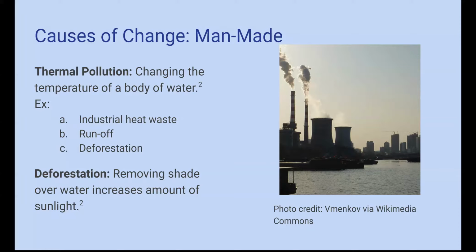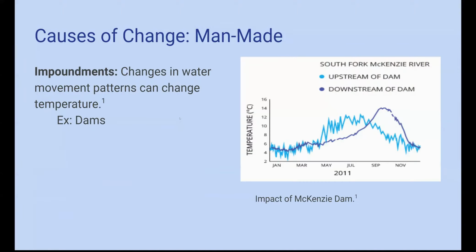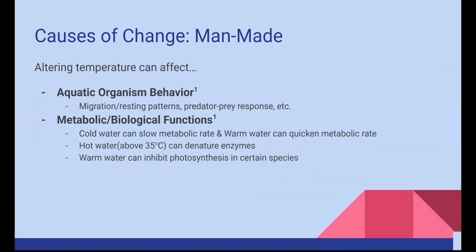Deforestation is obviously the cutting down of trees. Deforestation is removing the shade that would normally go to things like streams, and thus the sunlight heats up the streams faster. Other things are impoundments. Impoundments are dams and other things that change the flow of the water. On the right here you see a nice graph displaying the temperature before and after a dam. But basically they change the temperature of the water by going through or around the dams.